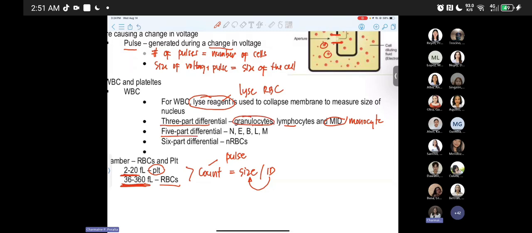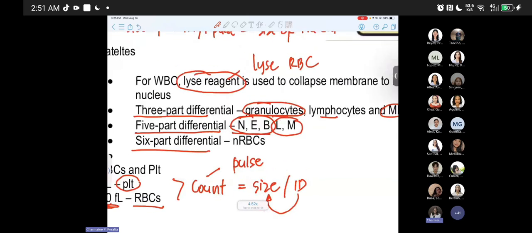Pag sinabing 5-part differential ang machine, kayang i-identify ni machine yung mga granulocytes. Therefore, magbibigay siya ng value ng neutrophil, eosinophils, basophils, lymphocytes, and monocytes. Okay, so pag 3-part differential, kailangan sa protocol, magpe-perform ng blood smear, magko-conduct ng WBC differential count. Pag 5-part differential, identifiable yung granulocytes, gumagawa lang ng smear for confirmation. Kunyari, may flaggings, i-check mo yung smear, kung same ba yung smear sa result na pinapakita ng machine. Ito, never ko pang na-experience to, 6-part differential. Si 6-part differential, meron siyang function ng 5-part differential, and additionally, kaya niyang bilangin yung mga nucleated RBCs.